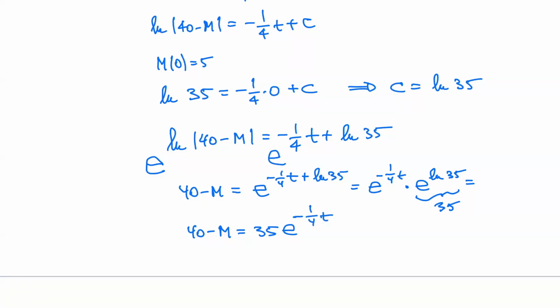So the solution, solving for m, adding m to both sides and subtracting 35 e to the negative 1/4 t, gives us m equals 40 minus 35 e to the negative 1/4 t. And this is the particular solution.